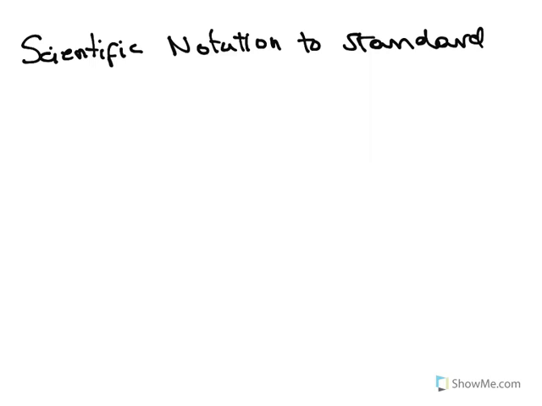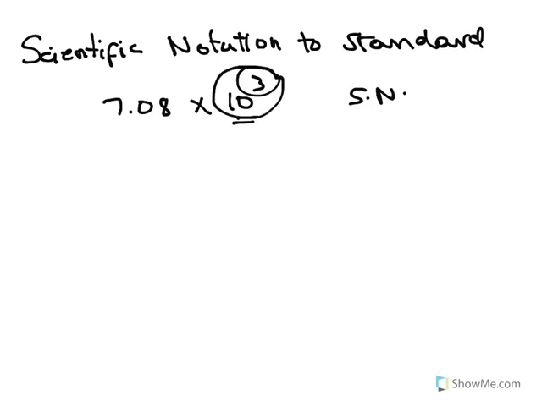So let's take, for example, a number such as 7.08 times 10 to the third. This is definitely a large number because the exponent is positive and it's written in scientific notation, and we're going to write it in standard notation. So in standard notation, we won't have these exponents. Okay? So what I'm going to do is multiply by 10 to the third. When you multiply by a power of 10, if the exponent is positive, you're going to move to the right.